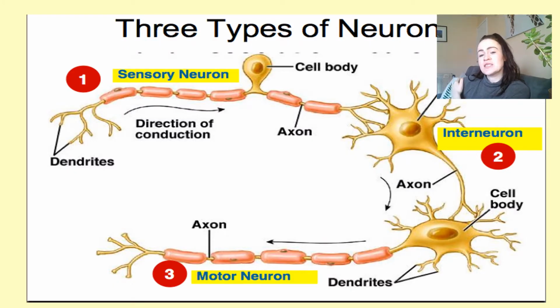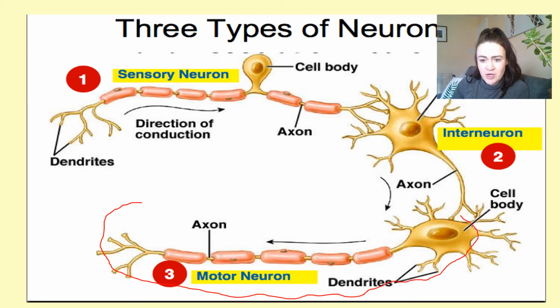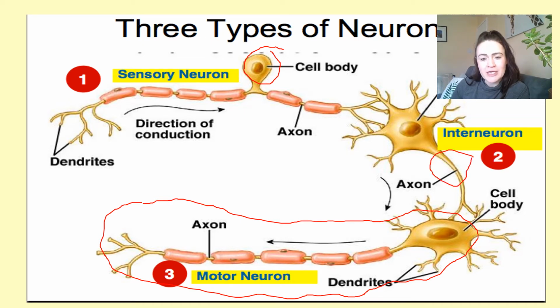Here's another quick slide just to show the three different types of neuron. If we look at our motor neuron down here, this is pretty much the neuron that we're most familiar with in terms of structure, but the sensory neuron is slightly different. It's got its cell body in the middle, and the interneuron has a very short axon. Okay, but the one that we should be most familiar with is the motor neuron.